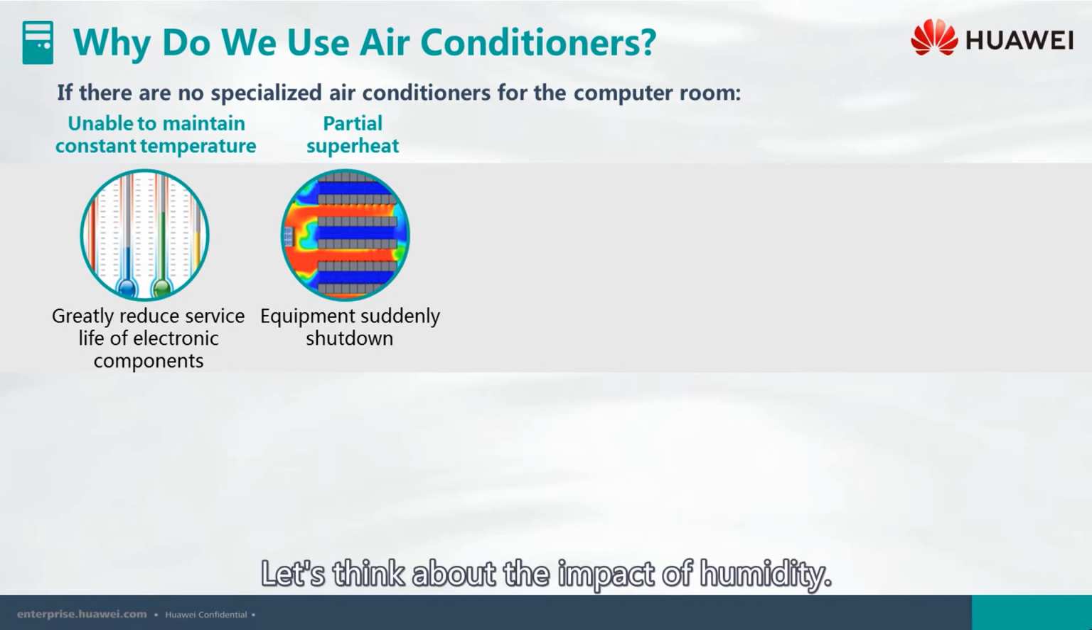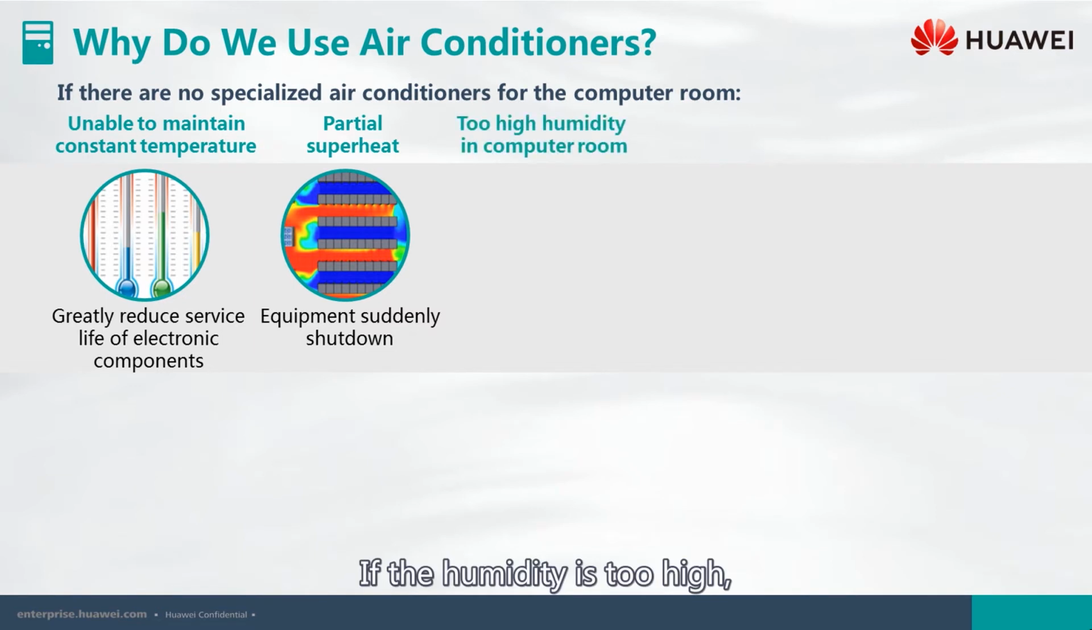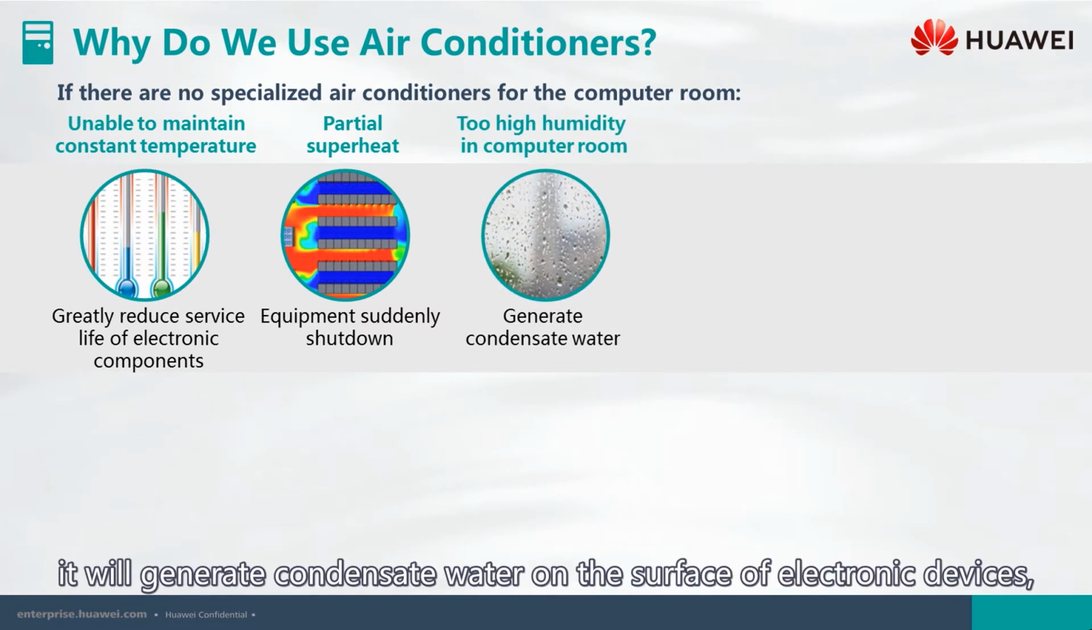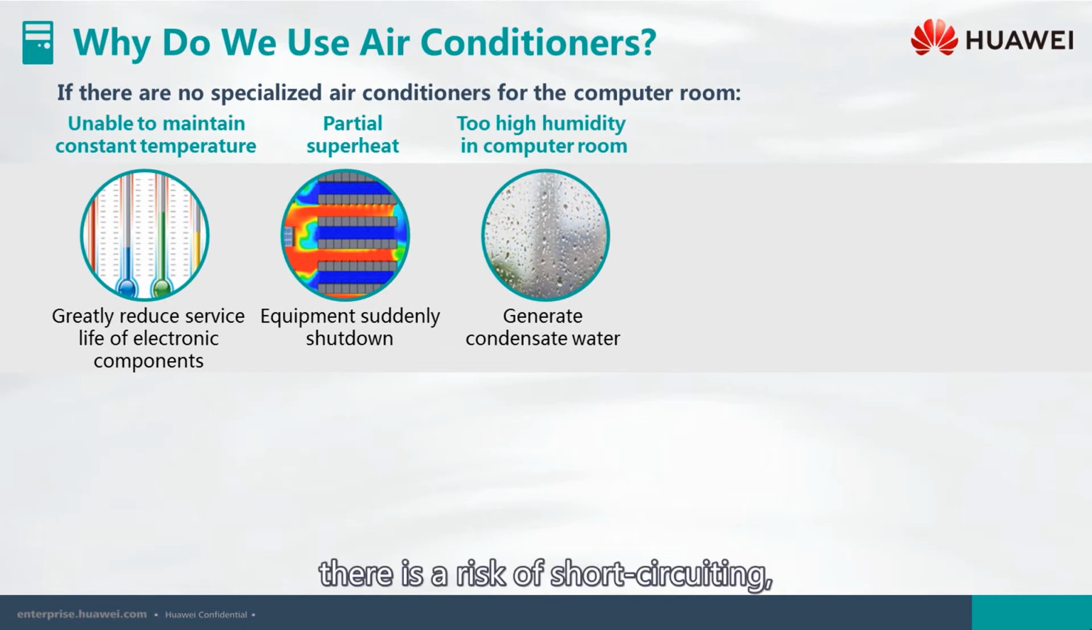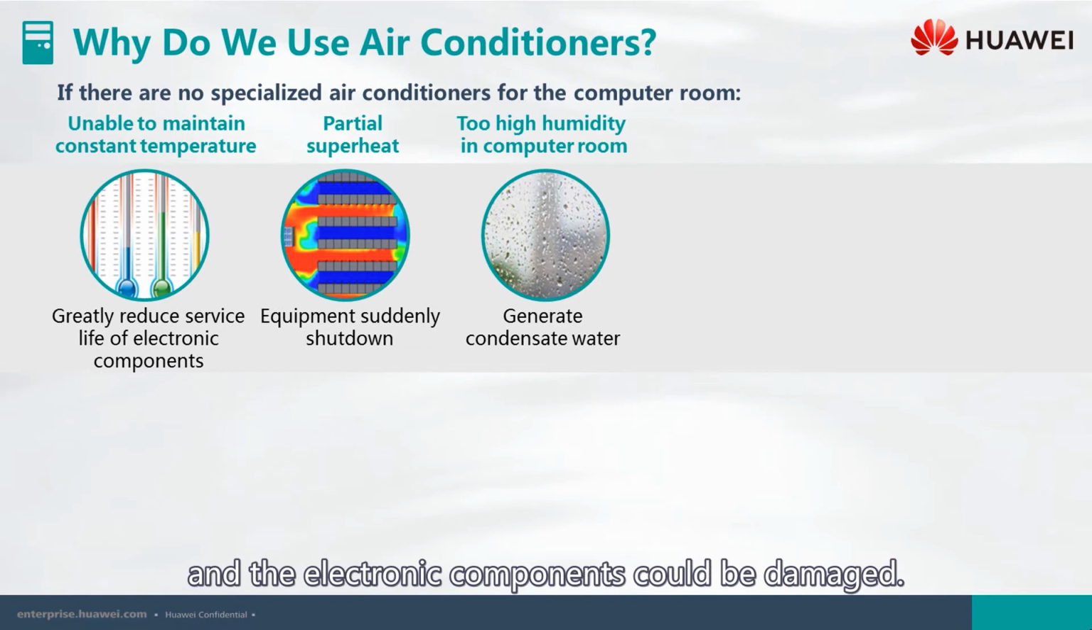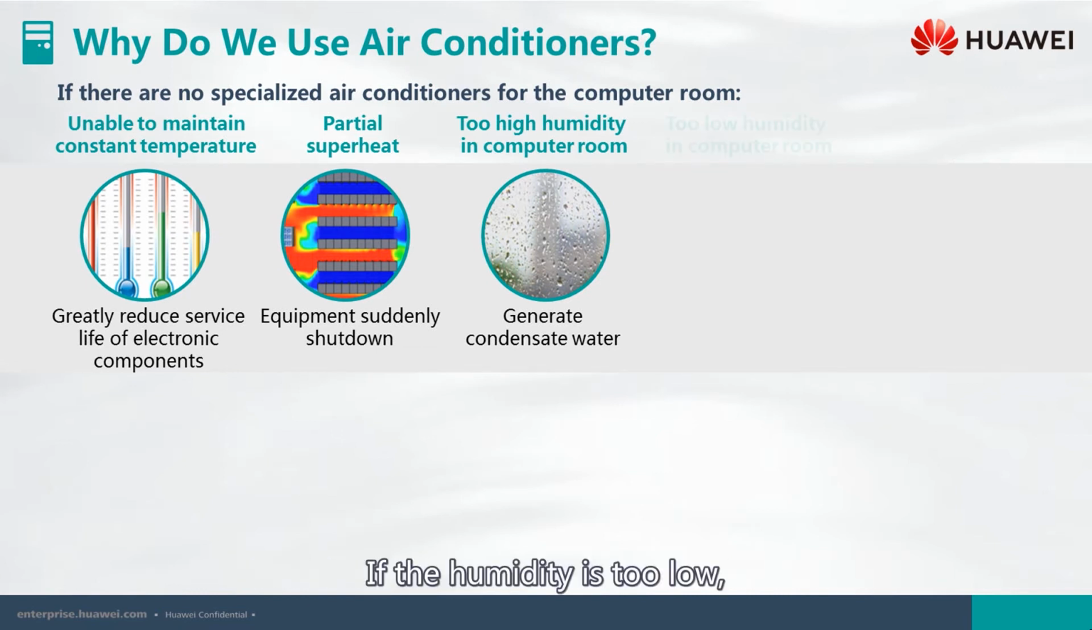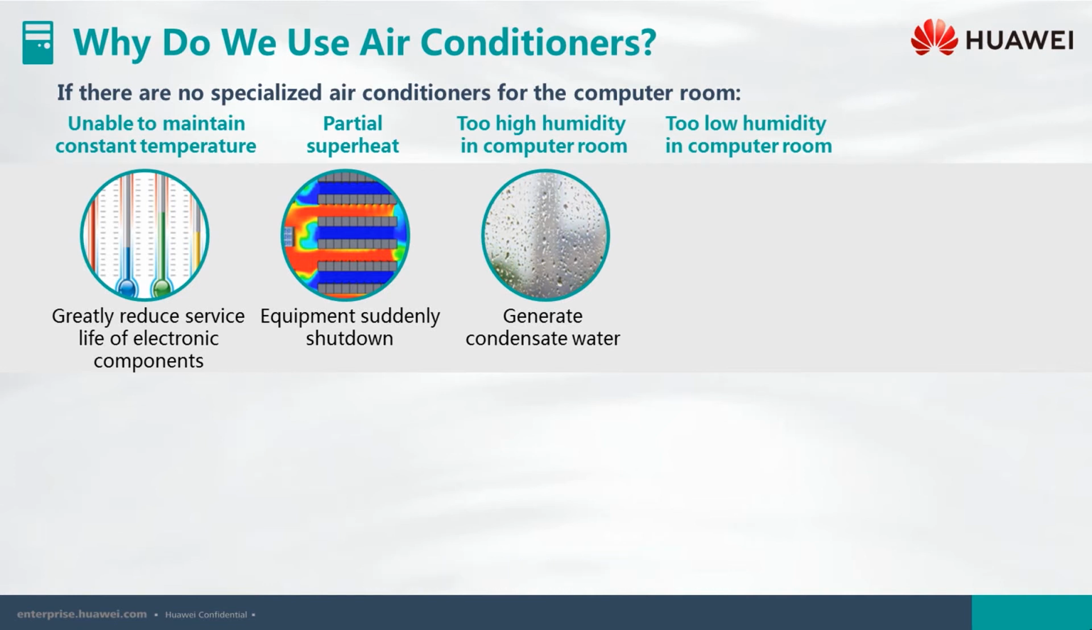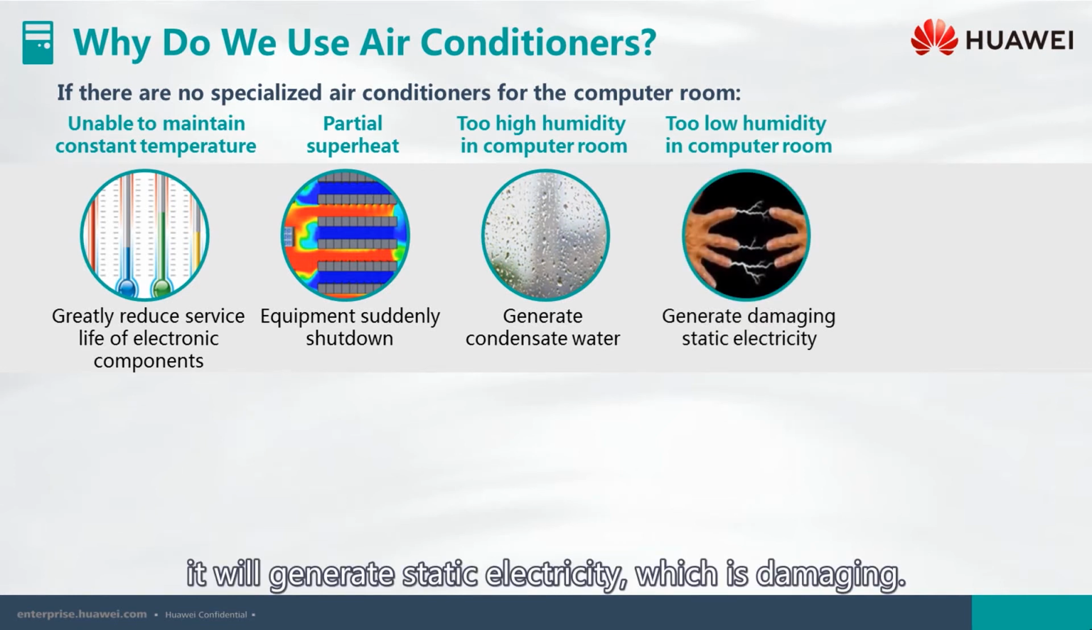Let's think about the impact of humidity. If the humidity is too high, it will generate condensate water on the surface of electronic devices. There is a risk of short-circuiting, and the electronic components could be damaged. If the humidity is too low, it will generate static electricity, which is damaging.